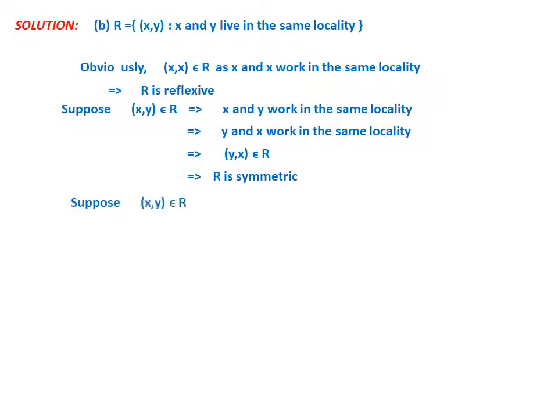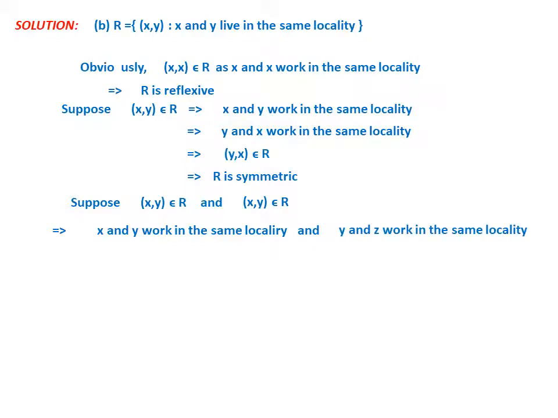Same thing you can also prove. Suppose (x, y) belongs to R and (y, z) belongs to R. Then x and y live in the same locality and y and z live in the same locality. Therefore x and z live in the same locality. So by definition (x, z) belongs to R. So it is transitive. So this is the second part. Actually the first part and second part are almost the same.